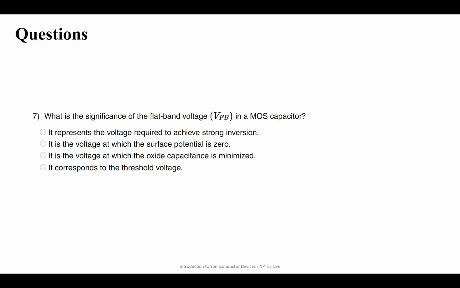What is the significance of the flat band voltage in a MOS capacitor? It represents the voltage required to achieve strong inversion. It is the voltage at which surface potential is zero. It is the voltage at which oxide capacitance is minimized. It corresponds to the threshold voltage.